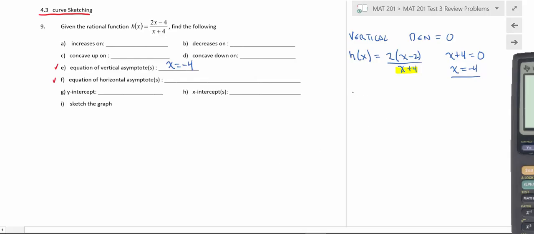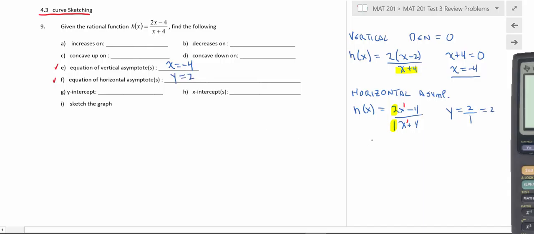If you want to find a horizontal asymptote, you can use the rules that I taught you. There's more than one way to do this. You have h of x equals 2x minus 4 over x plus 4. The degree of the numerator is the highest power of x, which is 1. The degree of the denominator is also 1, so since those are the same, the ratio of the leading coefficients gives you the horizontal asymptote. That's y equals 2 over 1, or just y equals 2.